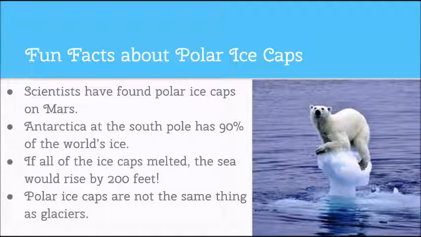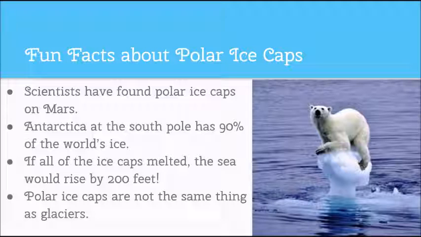Scientists have actually found ice caps on the planet Mars, but instead of just water that makes up the ice caps, it's a mixture of carbon dioxide and water ice. Antarctica, at the South Pole, has 90% of the world's ice on it, and 70% of that is fresh water that is used globally. If all the ice caps melted, the sea would rise by 200 feet.